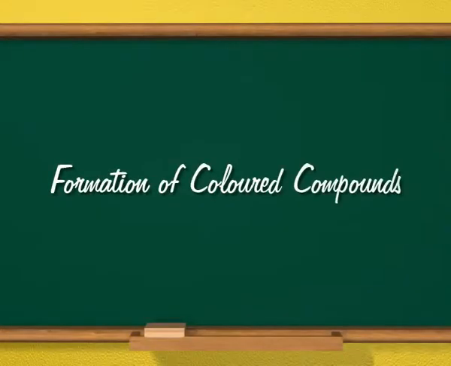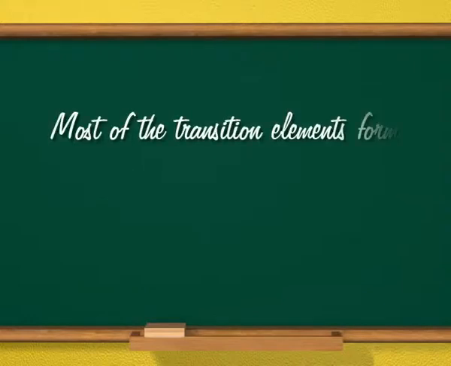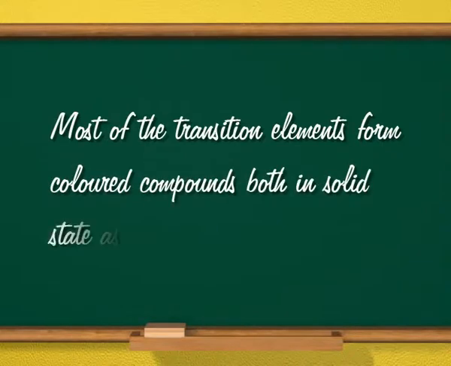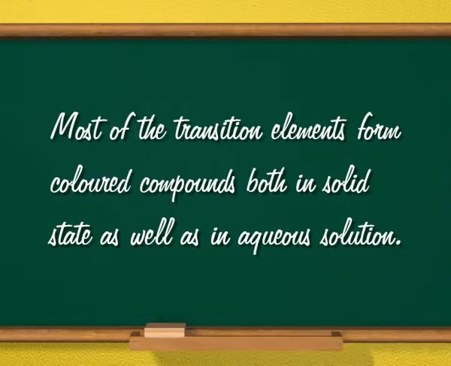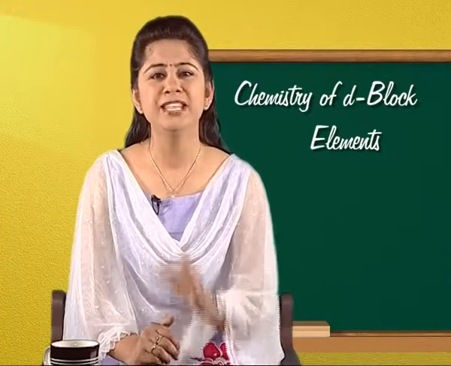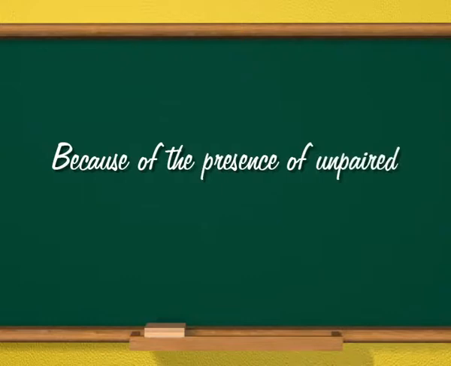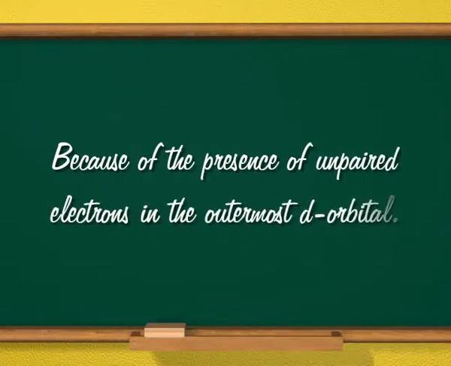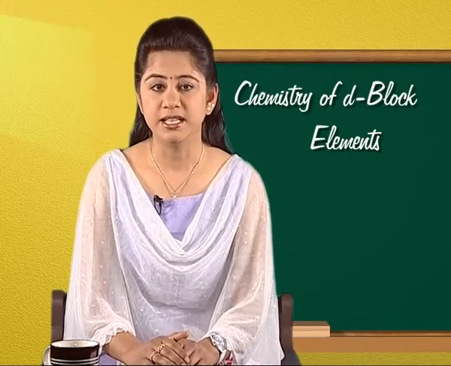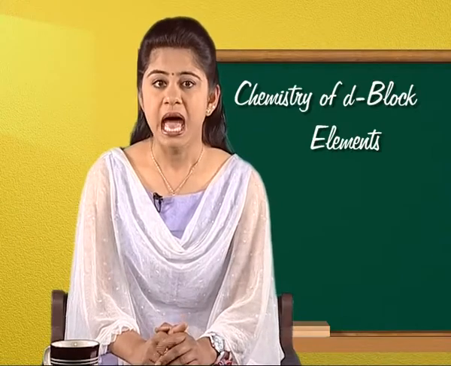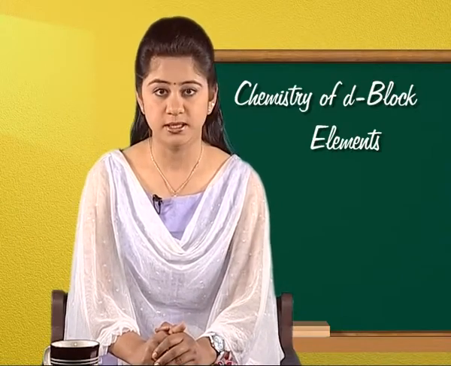Formation of colored compounds. Most of the transition elements form colored compounds both in solid state as well as in aqueous solution. Can you answer why they form colored compounds? This is because of the presence of unpaired electrons in the outermost d orbital. It is already studied that the transition metals have incomplete d orbital.